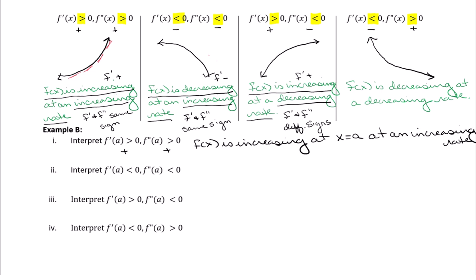For 2, if the first derivative is negative and the second derivative is also negative, that means that f of x is decreasing at x equals a at an increasing rate.